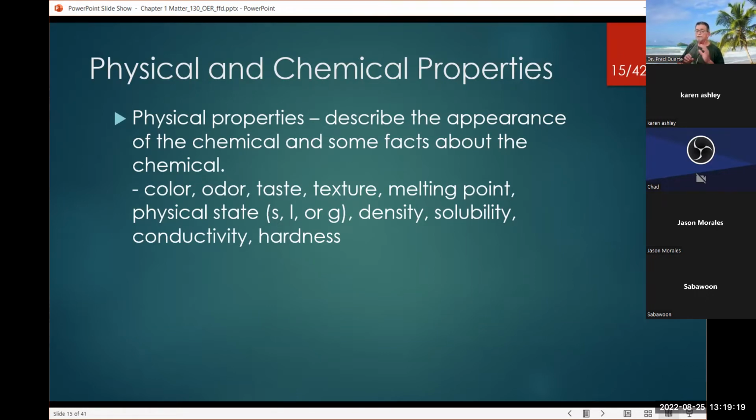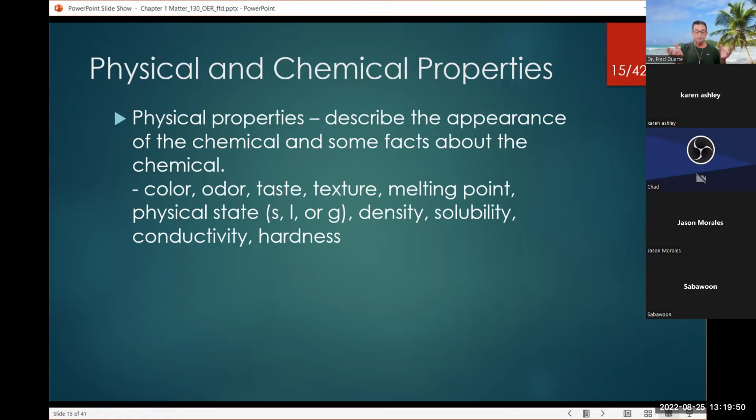Physical properties describe the appearance of the chemicals and some facts about chemicals, such things as the color of the chemical, whether something has an odor to it, maybe it smells good. A lot of wintergreen, like mints, have a very nice flavor, right? Nice odor. A lot of those are chemicals, by the way. Those chemicals, like wintergreen, are made from an alcohol and an organic acid.